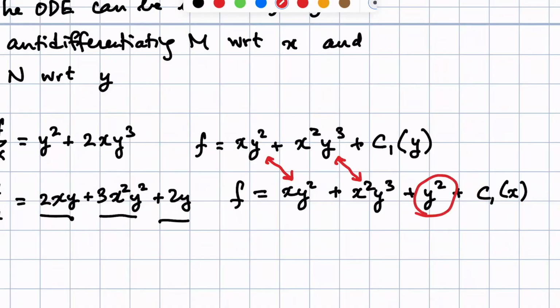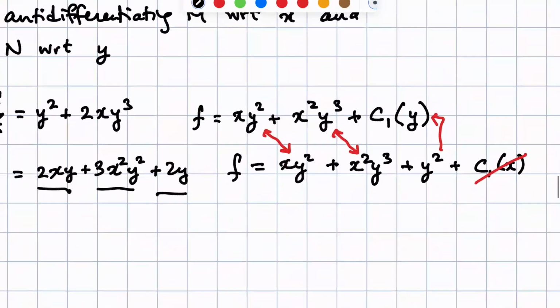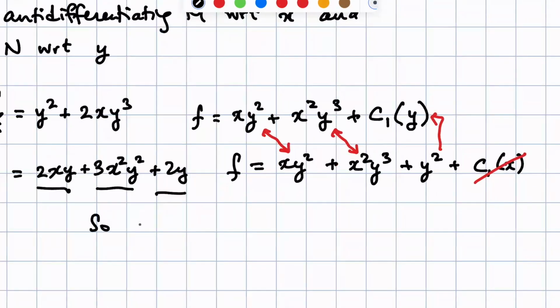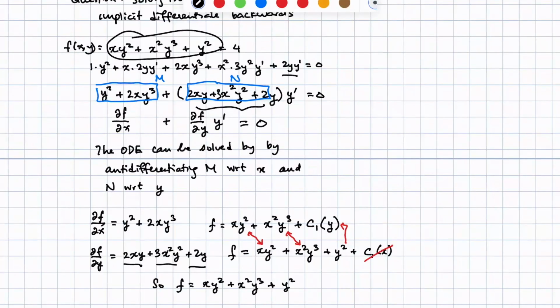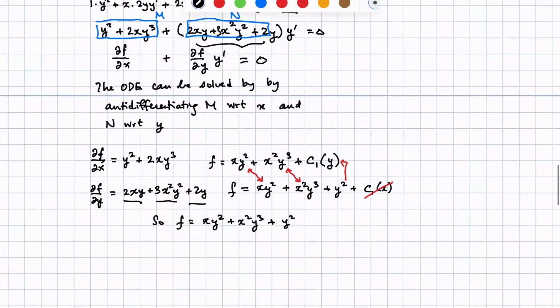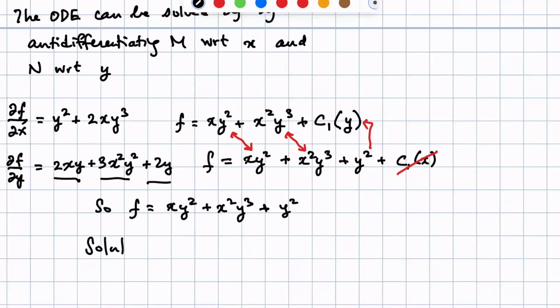Now this one has an extra y squared, but it could be absorbed into this piece right here, and I don't really need that piece. So f is xy squared plus x squared y cubed plus y squared, which is exactly what we have right here for f. And so our final solution is xy squared plus x squared y cubed plus y squared equal to a constant.